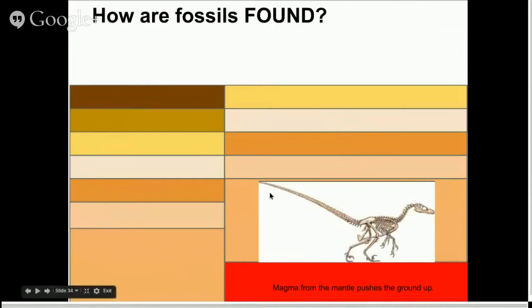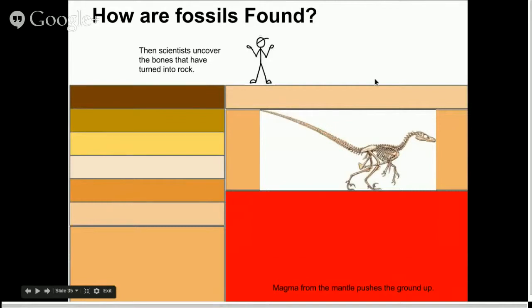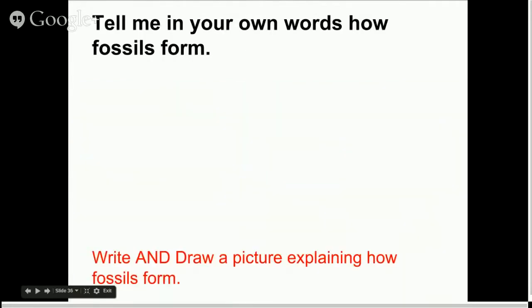Okay. Then these fossils get found when magma from the mantle pushes up these fossils. This is one way you can find them. Magma pushes up these fossils until a scientist digs in and then finds them. All right, tell me in your own words how fossils form. Write and draw a picture explaining how fossils form.